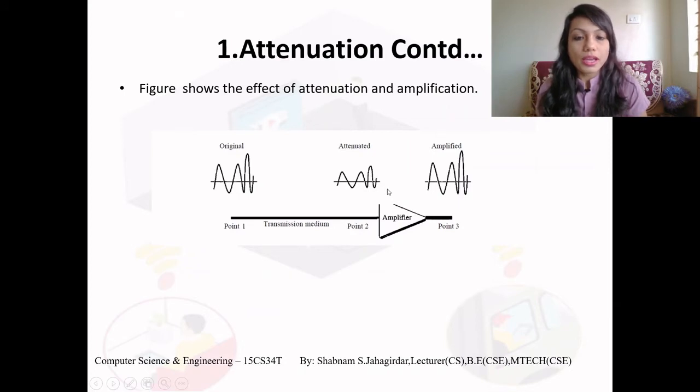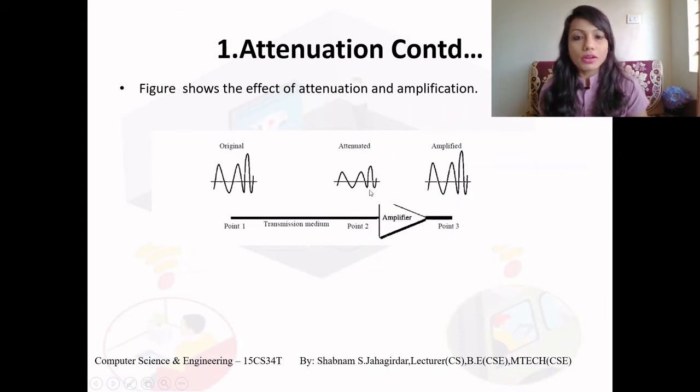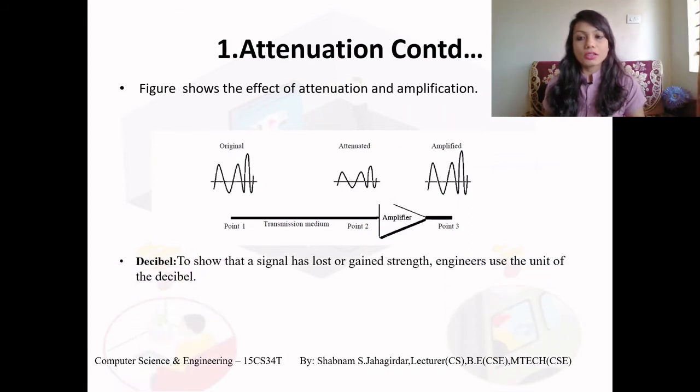So to gain the original signal, we have to amplify it. For that, we use something called an amplifier. Once we amplify, you will get back your normal signal, and you can still travel it over a longer distance. If you do not amplify it, it will go on reducing, and at the receiver you will not get the original signal. So this is about attenuation.